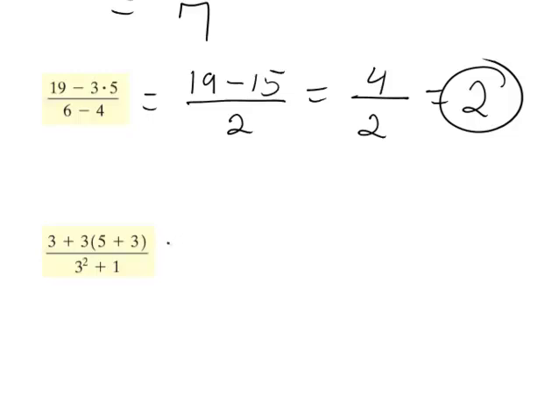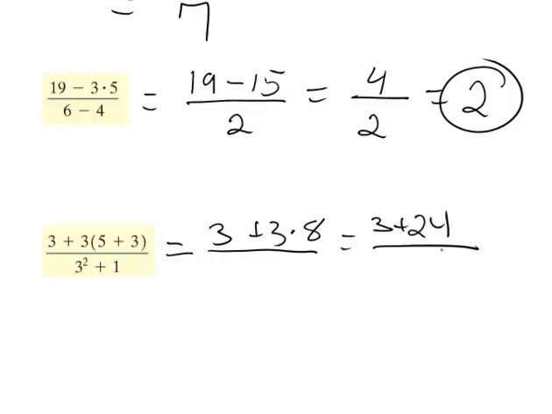All right. Let's try this next one here. So again, I'm going to take care of the top. So I'm going to leave this first 3 alone, plus 3. I'm going to go ahead and do what's on the inside of my parentheses. 5 plus 3 is 8. Remember, that means I'm multiplying here. So I'm going to continue here. That's going to be 3 plus 3 times 8 is 24. Okay. And 3 plus 24 is 27.